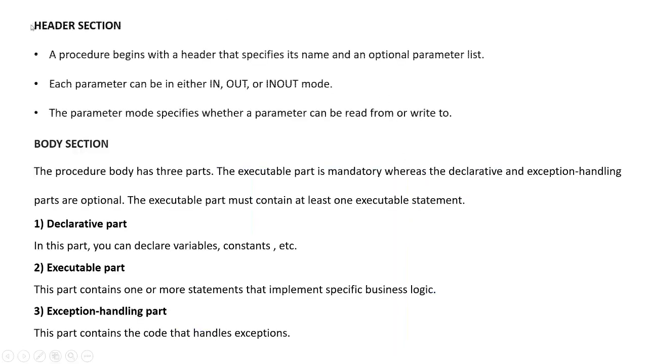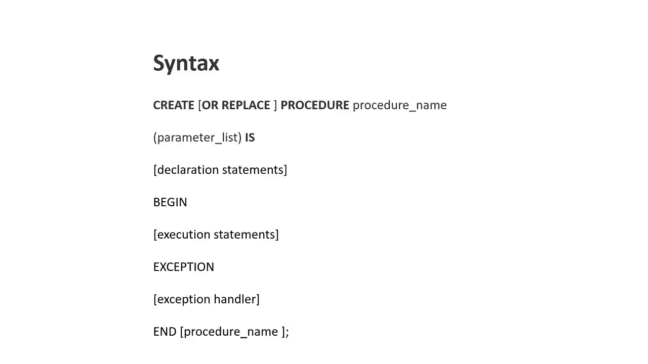Alright, so let's see the header section. A procedure begins with a header section and that's specified. Okay, this is all the theory part. You can just pause the video and go through this. We'll see what the in, out and in-out modes are, what the parameter list is, and how you declare it, by using the syntax and an example. We'll go by an example.